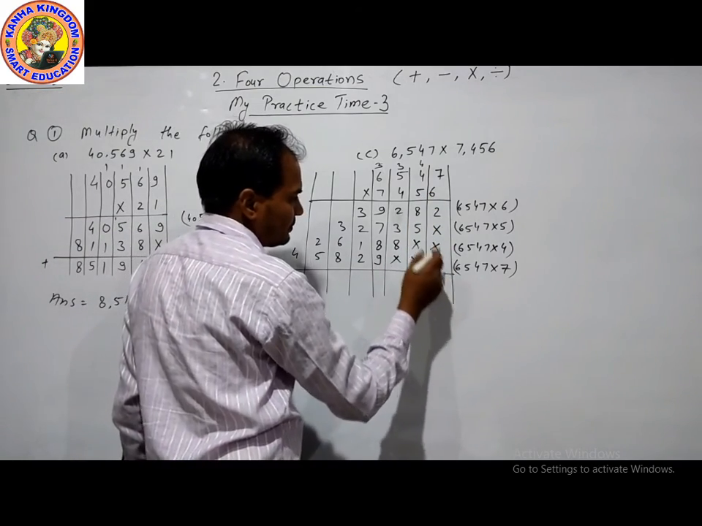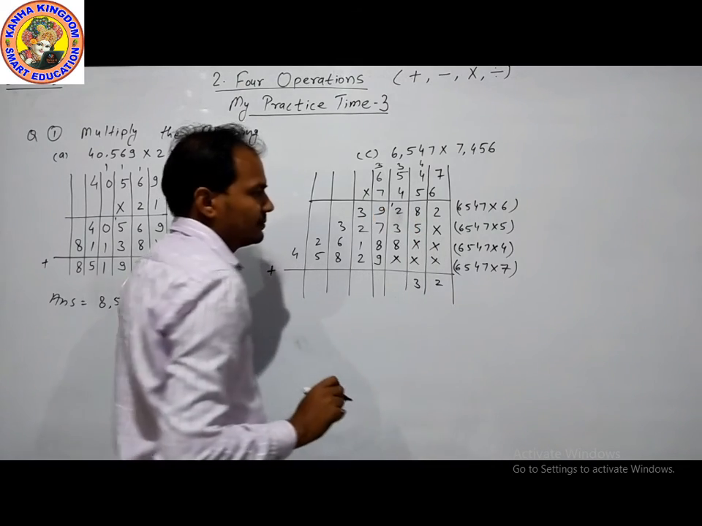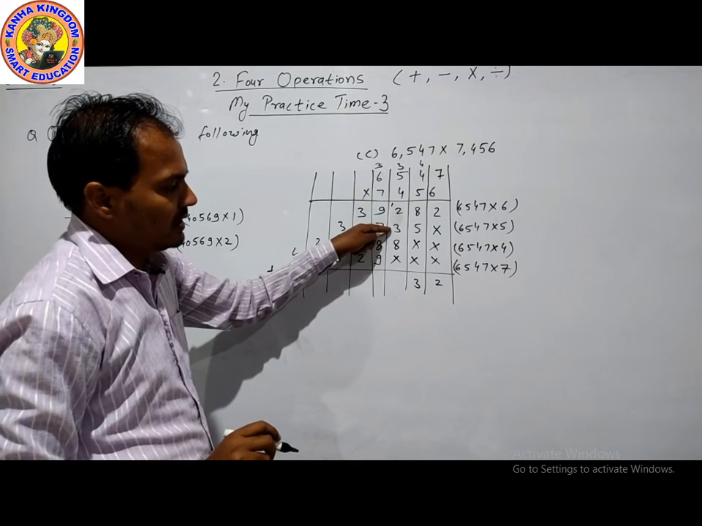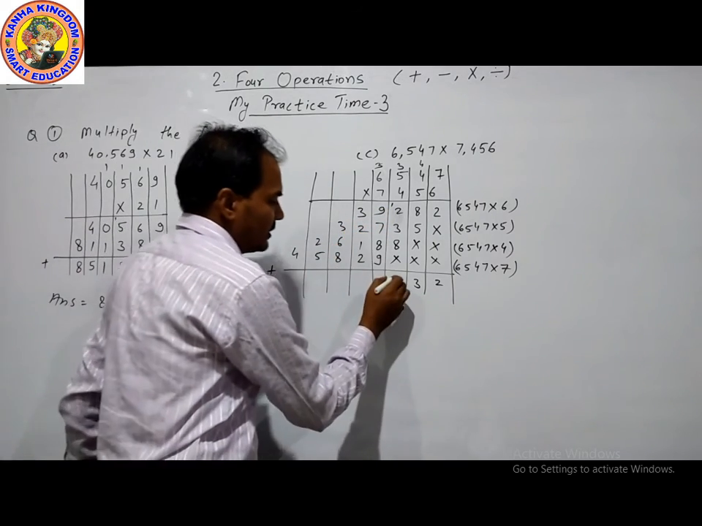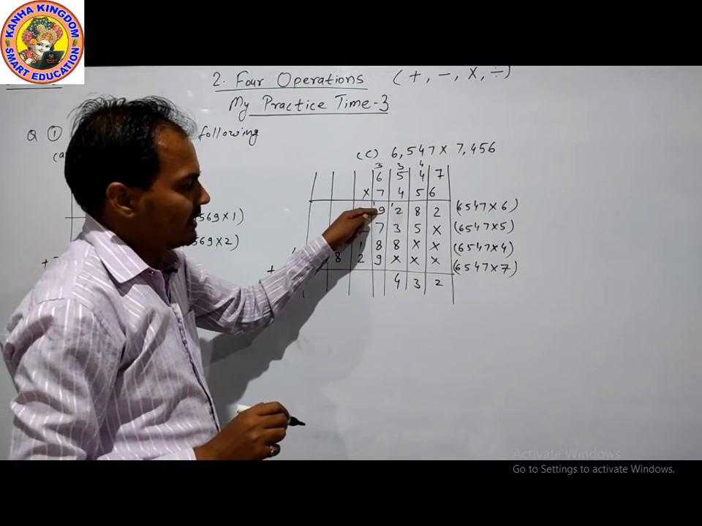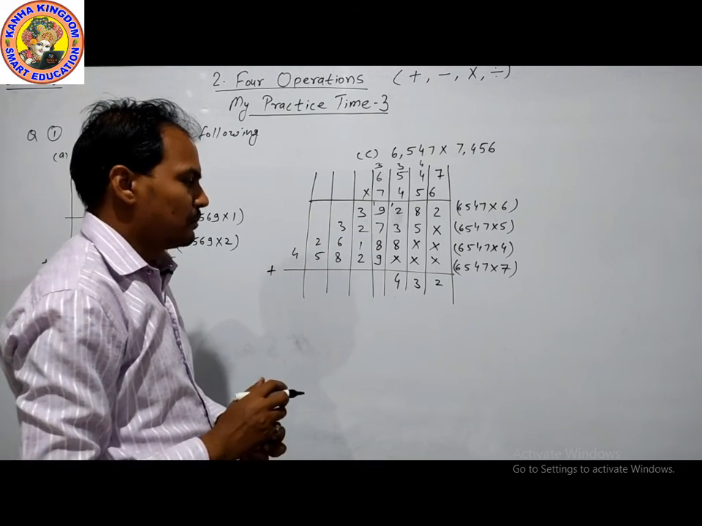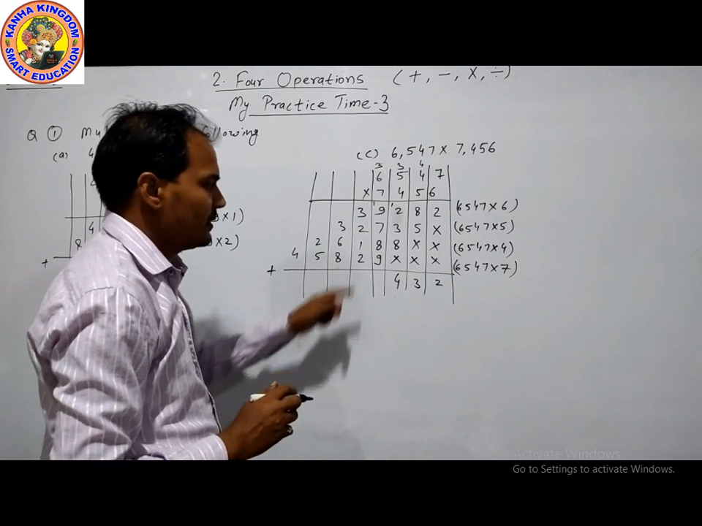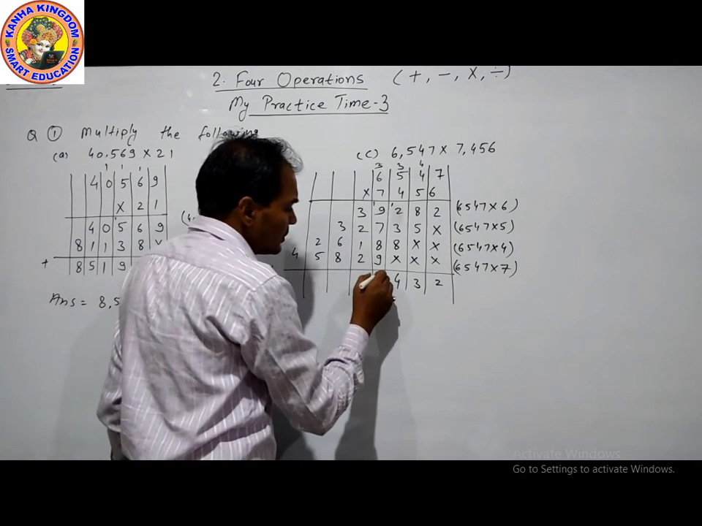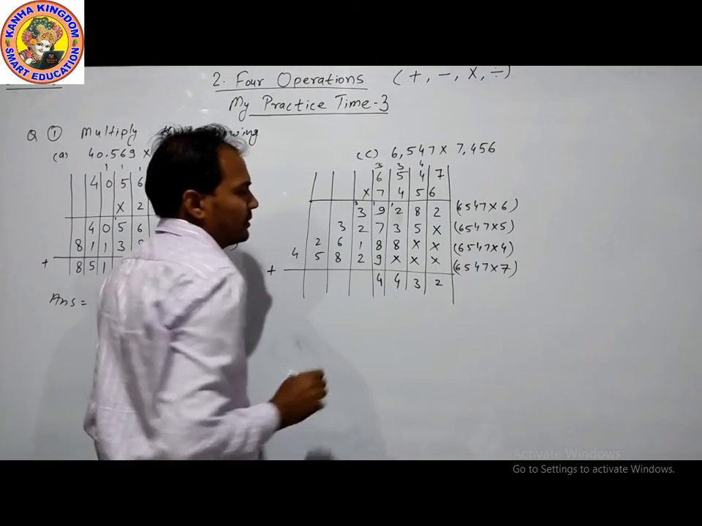2, 8 plus 5, 13. 3 plus 3, 6. 6 plus 8, 14. 1 plus 9, 10. 17. 17 plus 8, 25. 25 plus 9, 34. This is our 34.